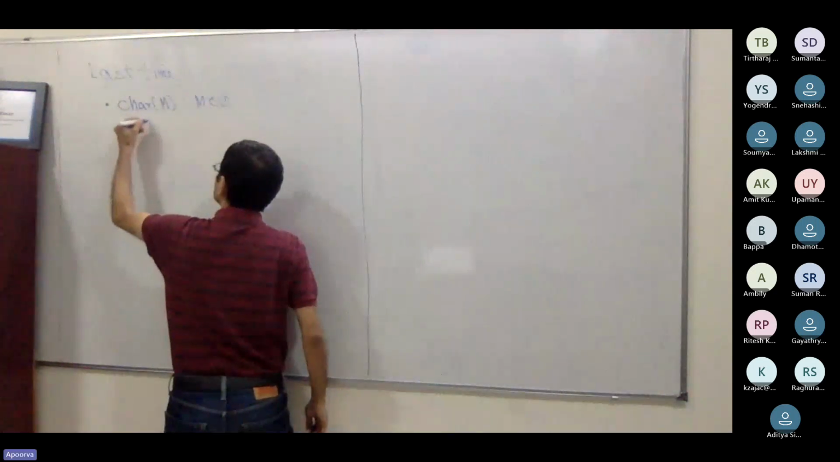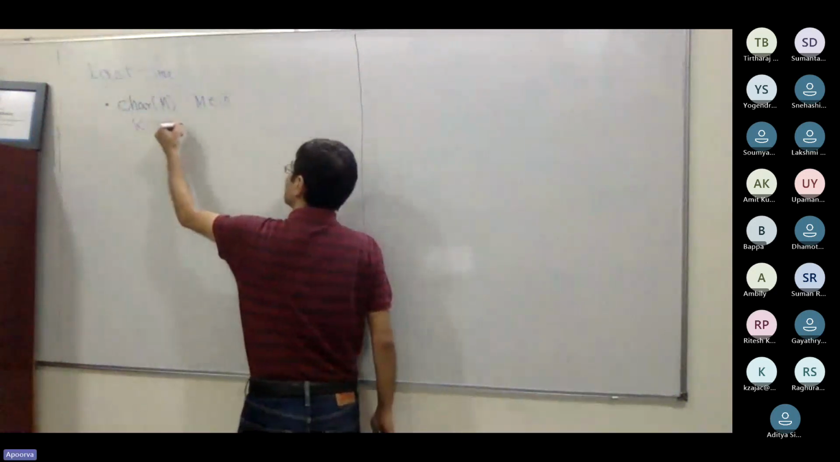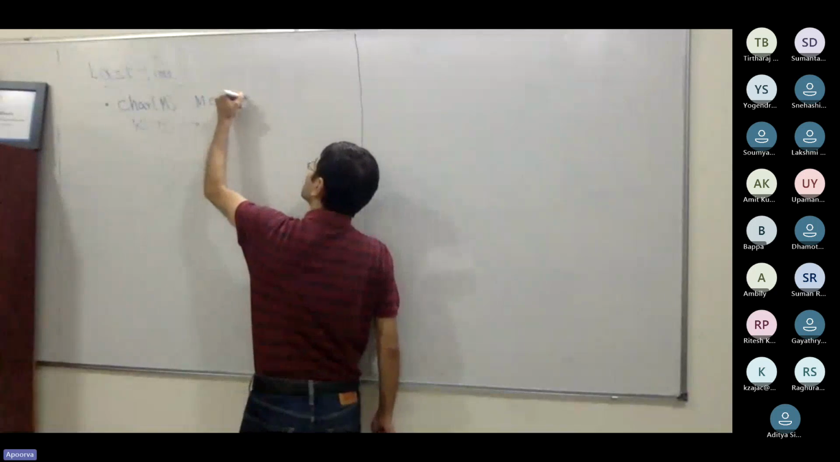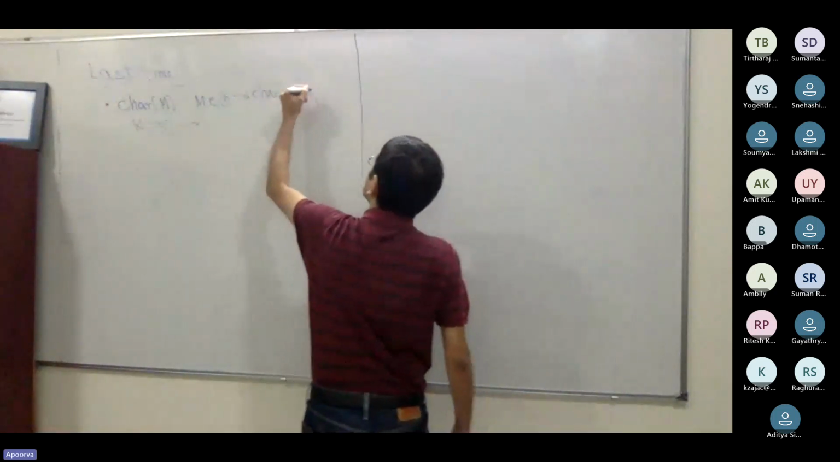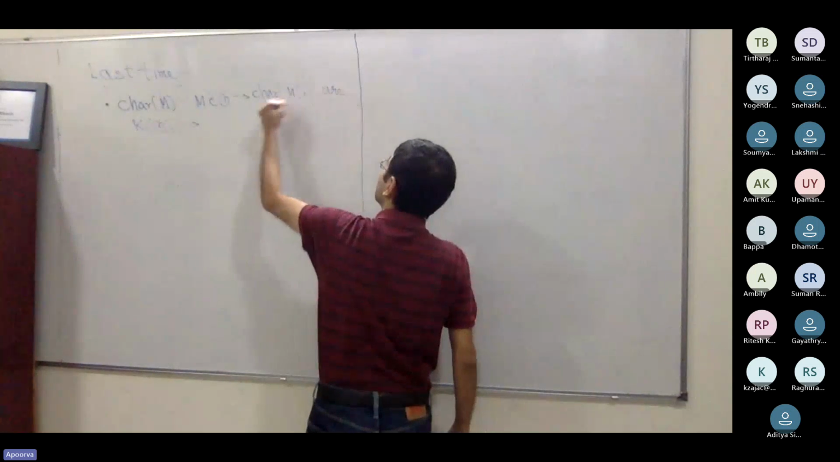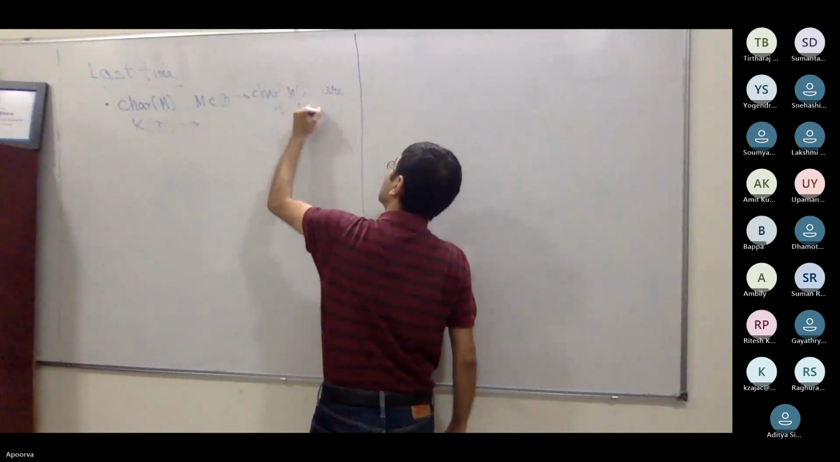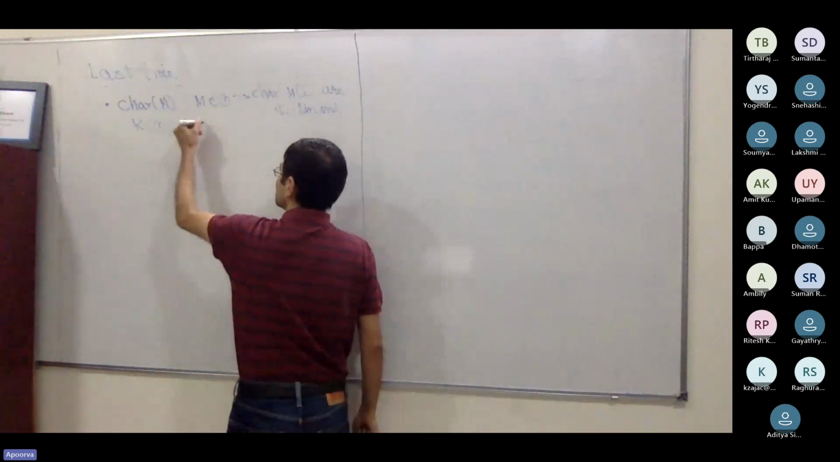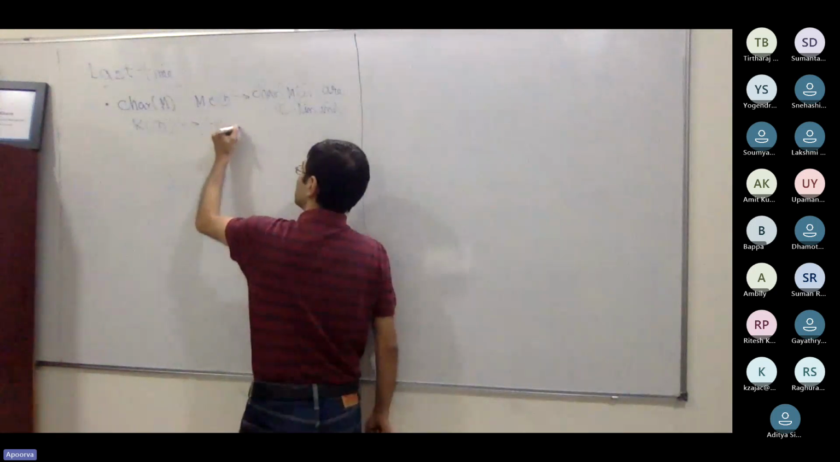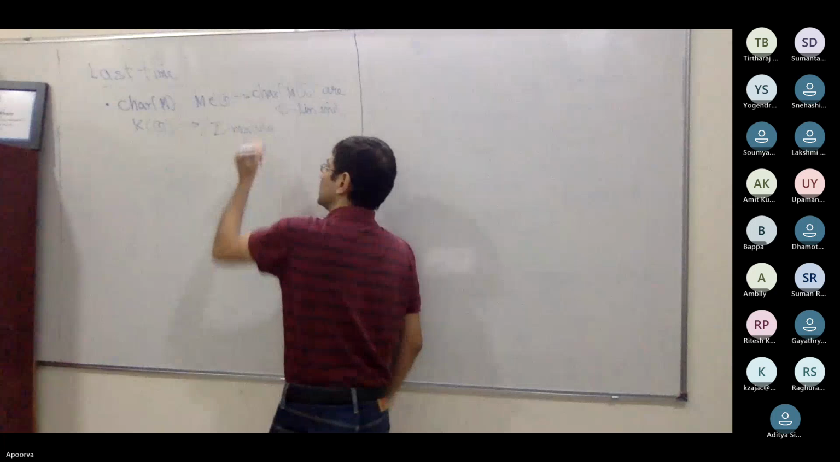We looked at the Grothendieck group. First of all we said that the characters of the M lambdas are C-linearly independent. Then we look at the Grothendieck group, which of course is a Z-module. It's not a C vector space, right?